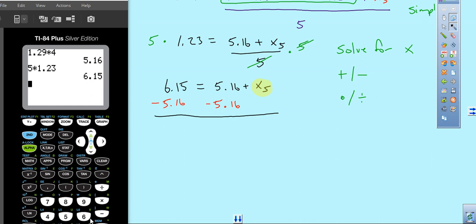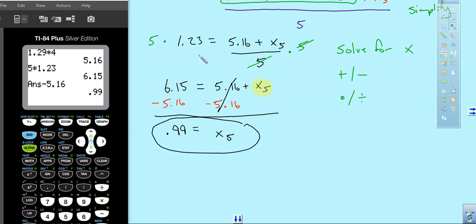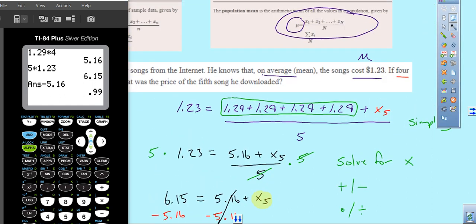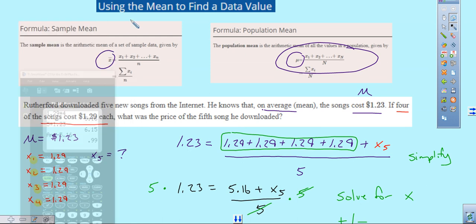We take 6.15. The cool thing about the calculator is I can just say minus, so it takes that 6.15 and says answer minus 5.16. Press enter, and we find that that's 99 cents, which is equal to, since these 5.16s cancel each other, our x sub 5 comes down. So that means our fifth song would be 99 cents if our average was $1.23. This is our procedure for using our mean to find an unknown data value.